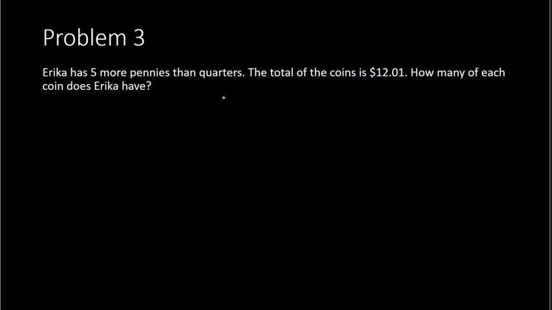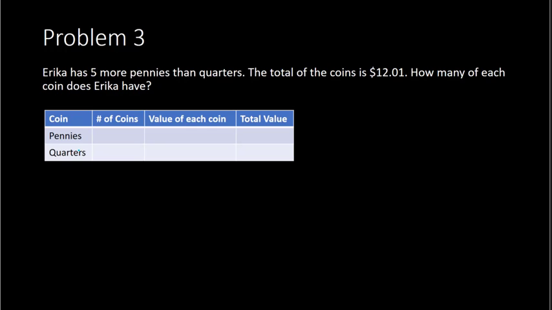Now this problem is more involved than problems 1 and 2 because here we are dealing with the total value of the coins, whereas in problems 1 and 2 we were dealing with the total number of coins. So this has a whole new dimension to this problem. For a problem like this, I'd recommend creating a table, where you put pennies and quarters for your row headings, and for the column headings we have the number of coins, the value of each coin, and then your total value right here.